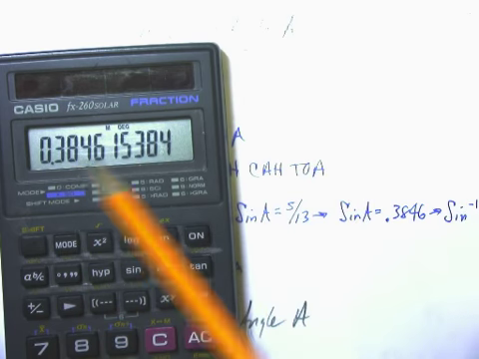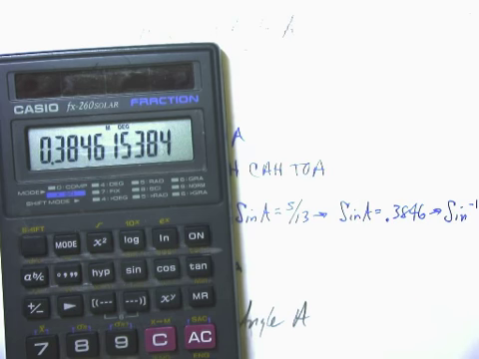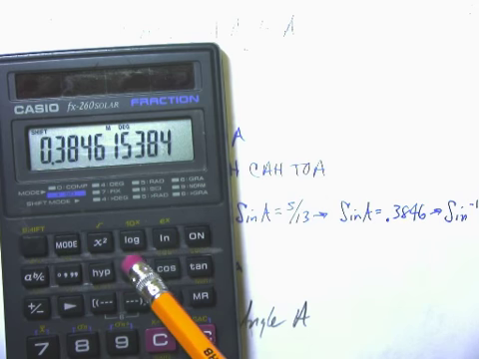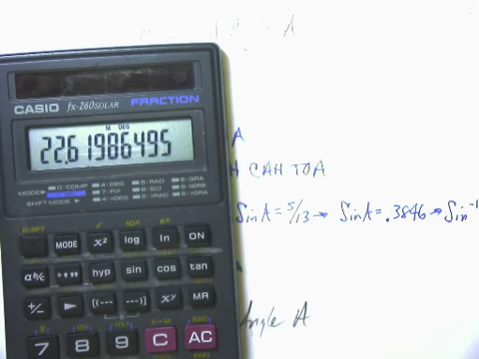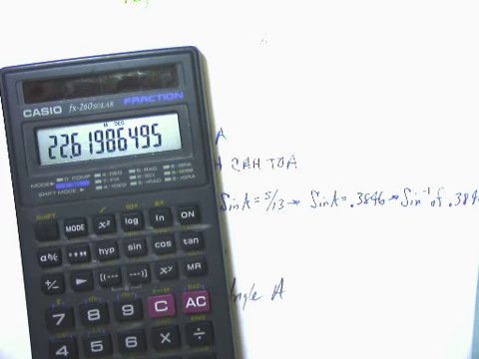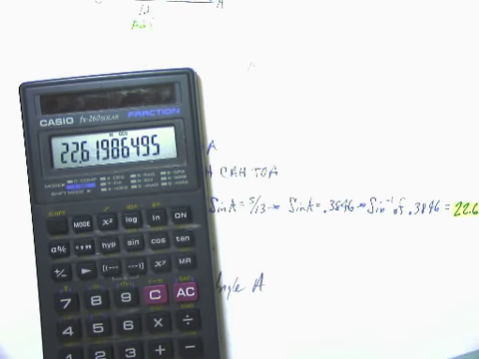But I want to find the angle, which means I'm going to have to use the inverse function. I've got to do the inverse sine of this decimal to find the angle. So notice I'm going to hit my shift button here to activate it, and now I'm going to hit my sine button here, and that's going to give me 22.61 again.